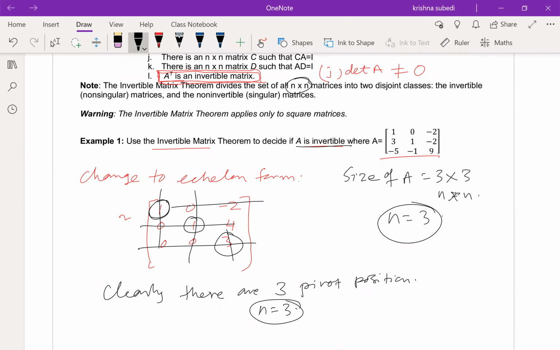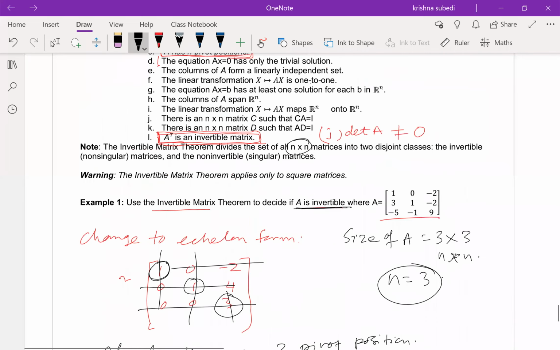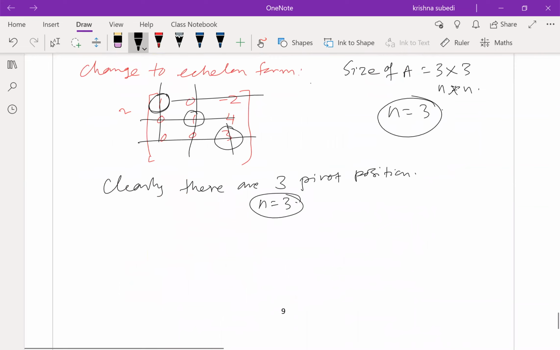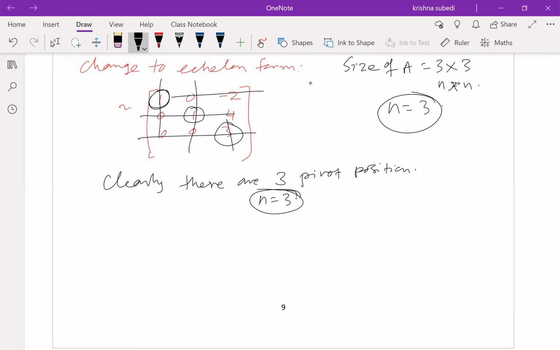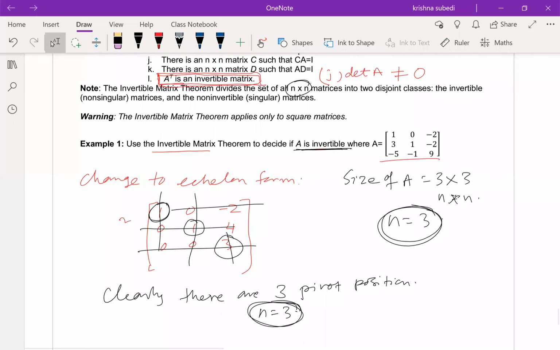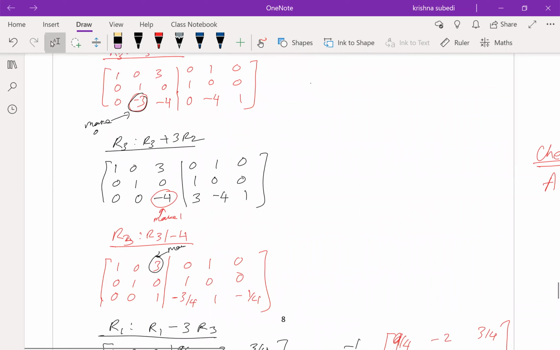Okay. So to check whether the matrix is invertible or not, you don't have to do the long process like we did here. You can just change it into echelon form and figure out whether the number of pivots and this n are equal or not. But if you need to find the inverse, then you have to do all these steps that we did. Okay, this much for today.